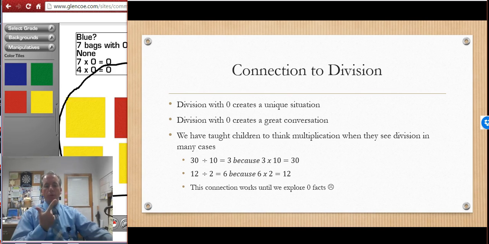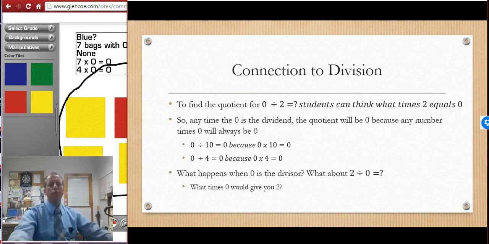And that totally works until we get to 0, right? And it kind of works with 0, right? If we have 0 divided by 2, I can say, well, what times 2 gives me 0? Totally works, right? So 0 times 2 equals 0. So as long as 0 is the dividend, 0 works here, right? And there's a couple more examples.